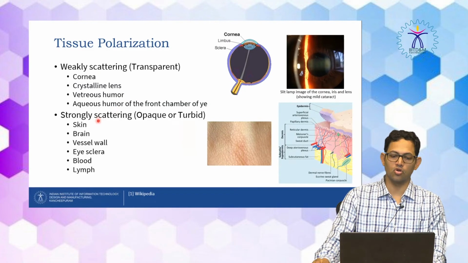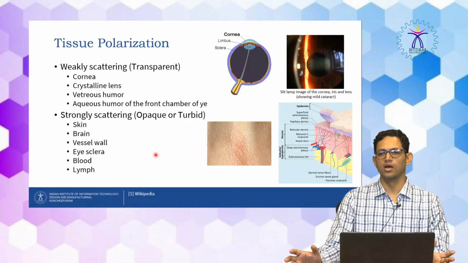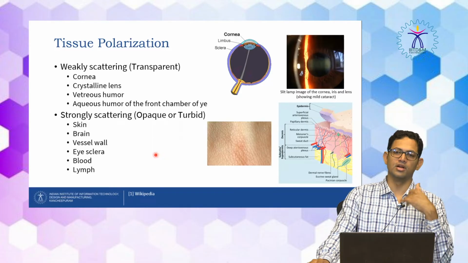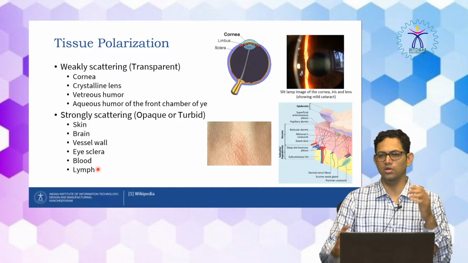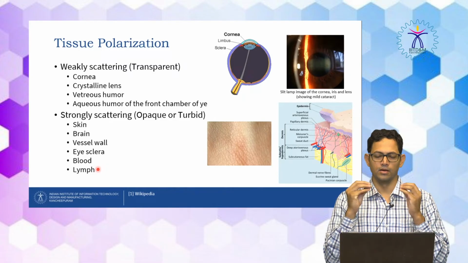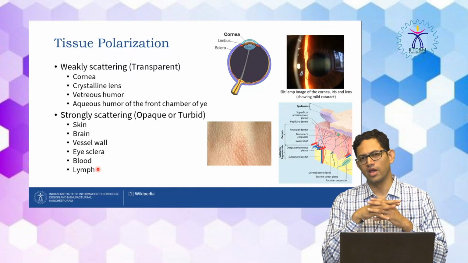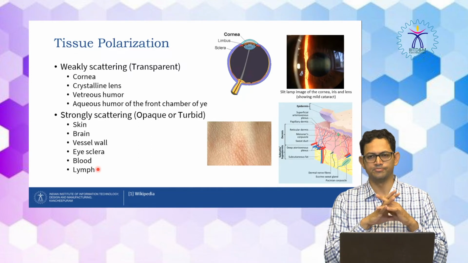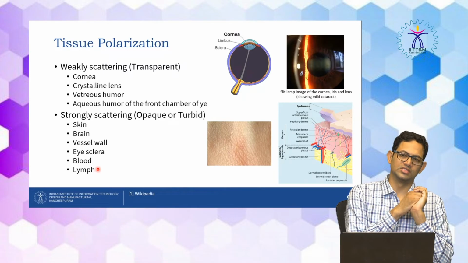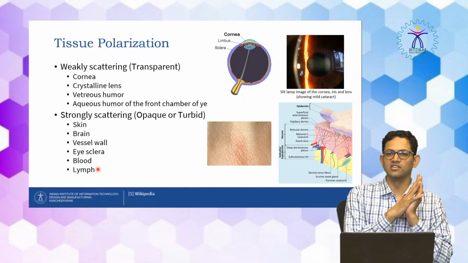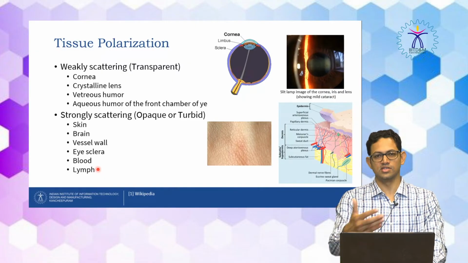And then there are strongly scattering, that is opaque or turbid domain, like the skin of our hand, the brain, the blood vessels, the eye sclera, the lymph. So all of them are tissue components, thick tissue components which are opaque in nature. Once the light interacts with those tissues, it significantly scatters, and it significantly loses its original direction of polarization. That we'll see in some time.